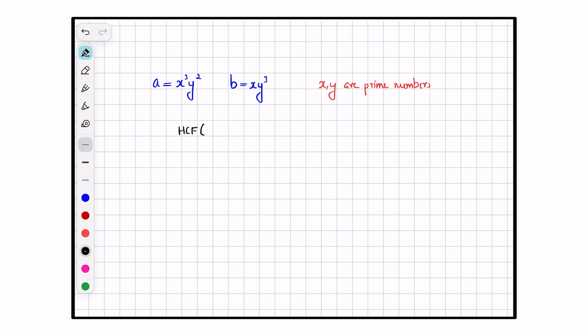Therefore, for the HCF of a and b, all we have to do is first write the common factors, which in this case are both x and y. So x here, y here, and the smallest power of x is 1 and the smallest power of y is 2, or simply x y square. The answer is x y square, or option B.